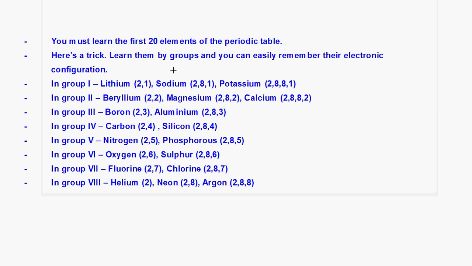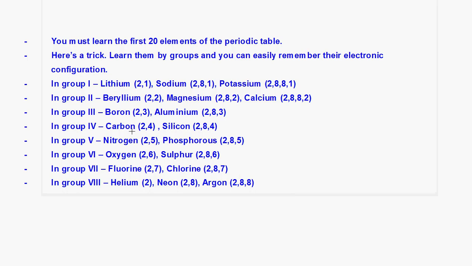Now you need to remember the first 20 elements of the periodic table, and this is a trick that I usually tell my students. You should learn them by groups because it is easier to remember the electronic configuration. So in group 1, all you need to remember is lithium, sodium, potassium, and we know we start off with 2,1, then it should be 2,8,1 and 2,8,8,1. In group 2 we have beryllium, magnesium, and calcium, so we go 2,2, 2,8,2 and 2,8,8,2. In group 3 we have boron and aluminium, so we start off with 2,3, then 2,8,3.